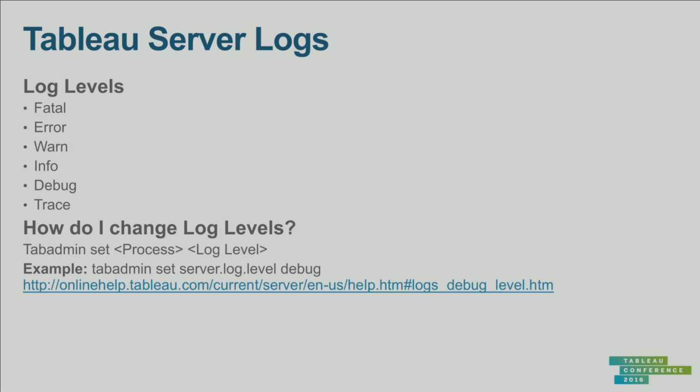So we now kind of understand what the log levels are. The only question I could think of afterwards is how do we set these, how do we change these? So this is yet again a tab admin set, and we're just going to denote the process and the log level we want. So I put an example there as well as the link, just in case you want to take a look at how this works and how you'd change these. Cool.